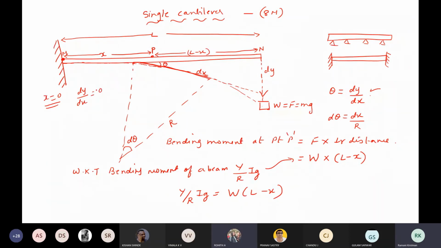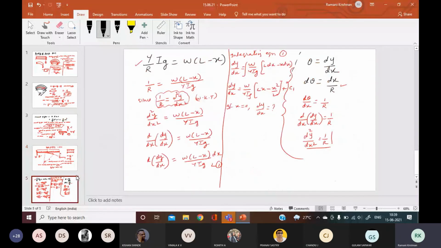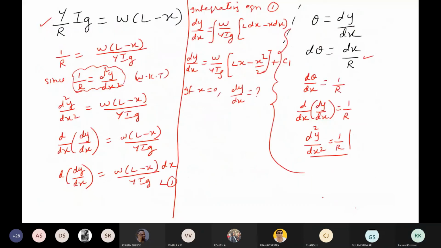Slope of the tangent is 0. Very good. Because the slope of the tangent becomes 0 at x equal to 0, there is no bending at all. So if x equal to 0, dy by dx equal to 0. I'm very happy that you answered this question. Now if I substitute here, what will I get for C1? C1 is equal to 0, because all these terms become 0.